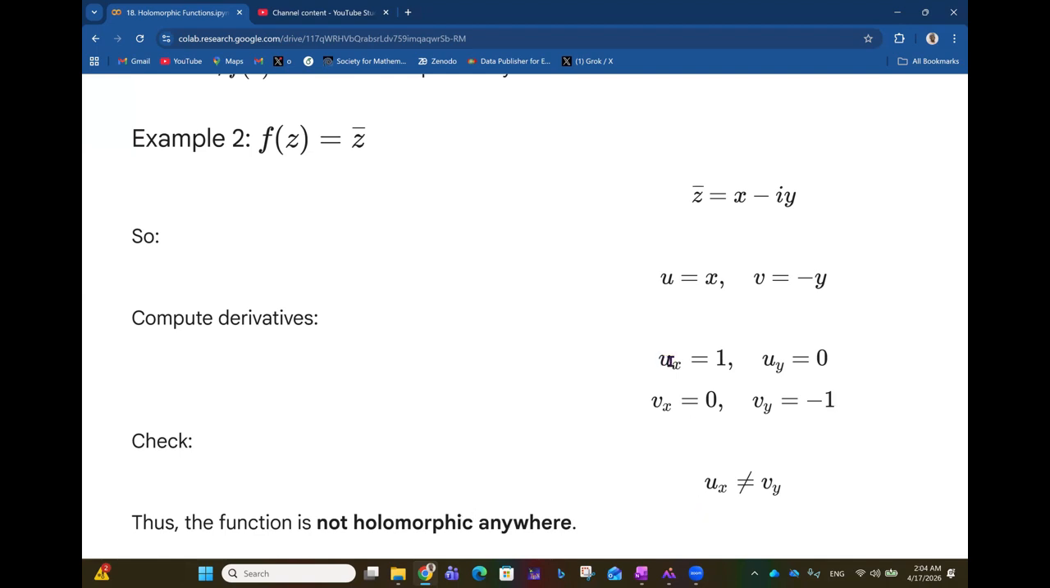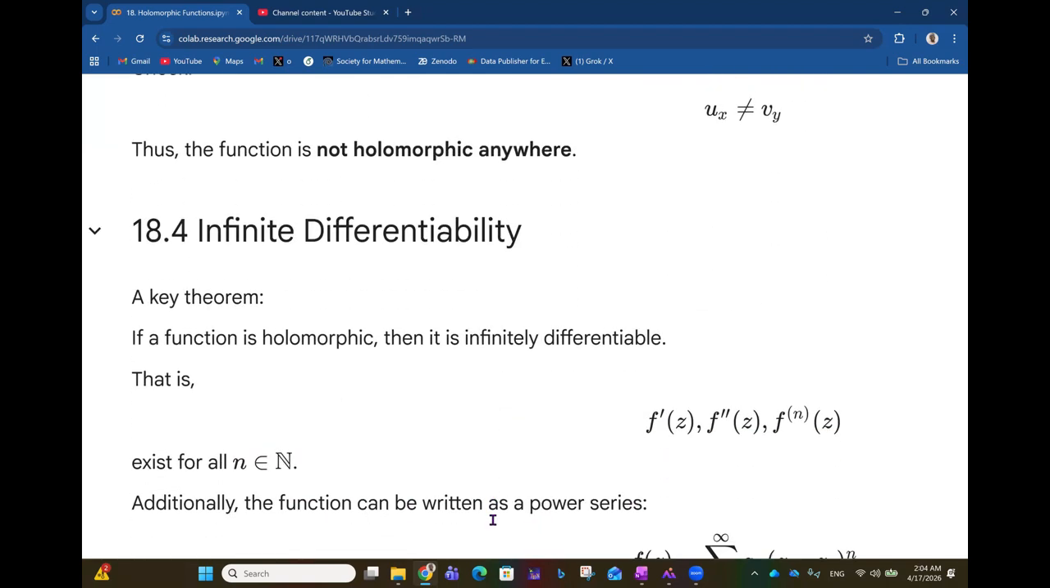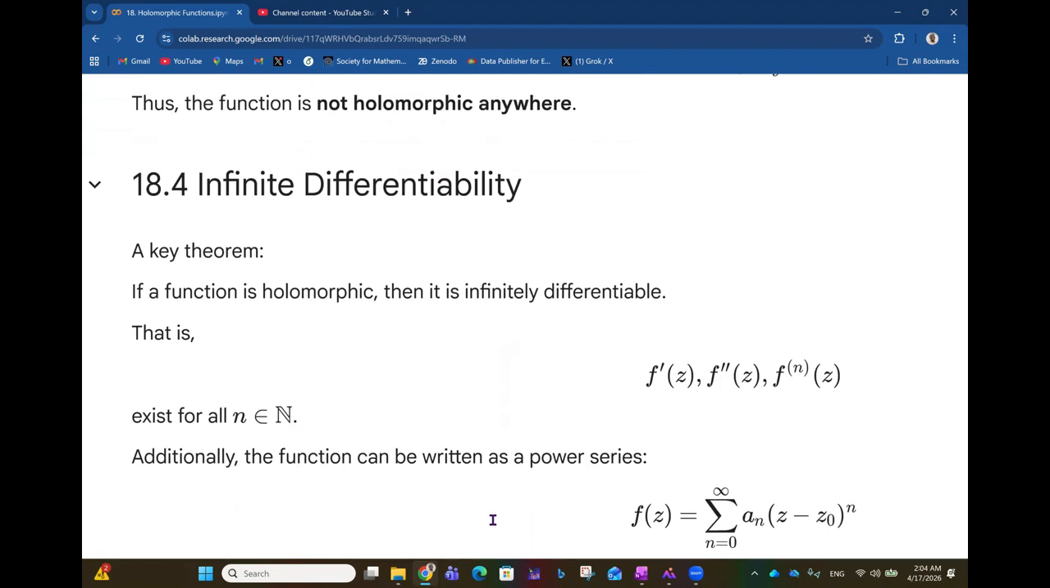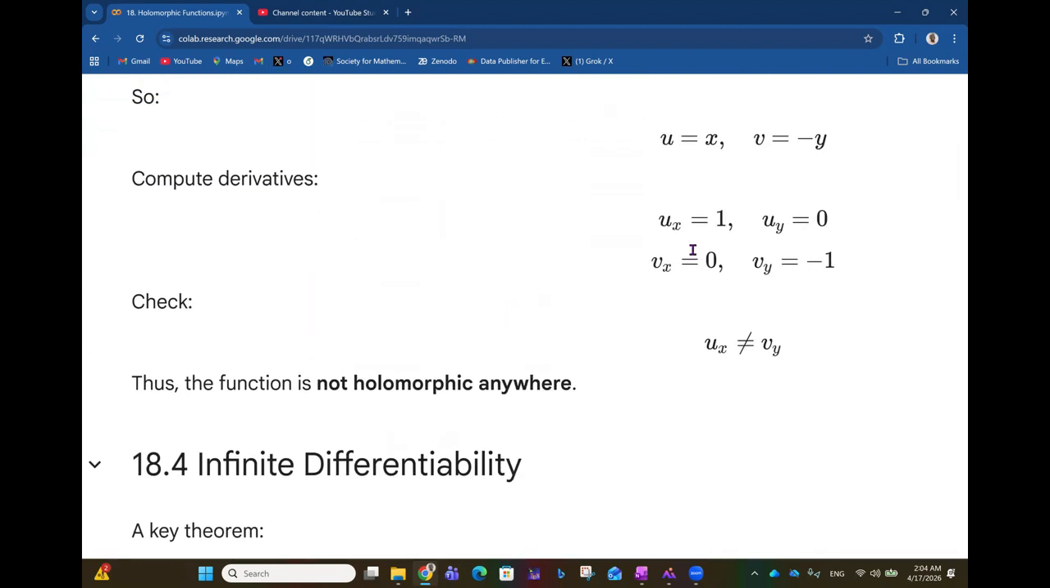Now, partial u partial x should be equal to partial v partial y for the Cauchy-Riemann equations to hold. But because u sub x is not equal to v sub y, we can say the conjugate function is not holomorphic everywhere. Maybe it's holomorphic at some point, but the fact that it doesn't obey the Cauchy-Riemann equations means it is not holomorphic everywhere.